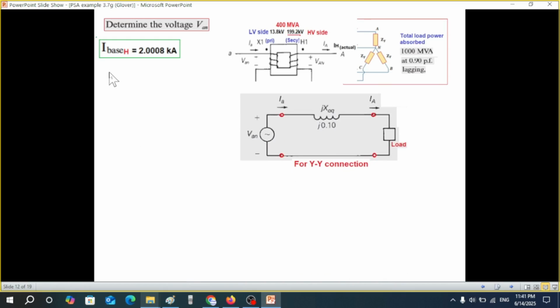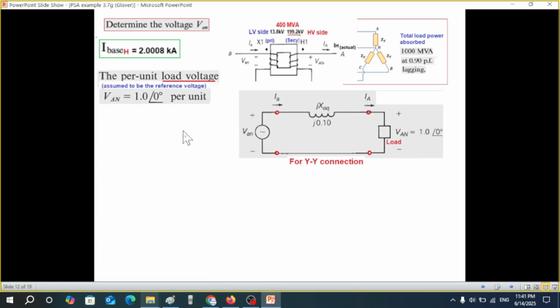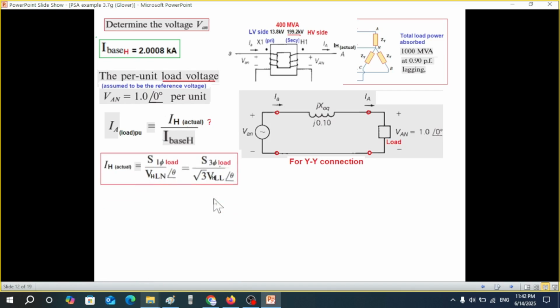So we have found the base. We need to find IA. Moreover, we are just noting down that this was the reference voltage for the single line diagram or per unit diagram. It is 1 and angle 0 is taken as the reference. This we are taking as reference. And then IA load PU is IH actual and I base. I base we have found already. Now IH actual we have to find.